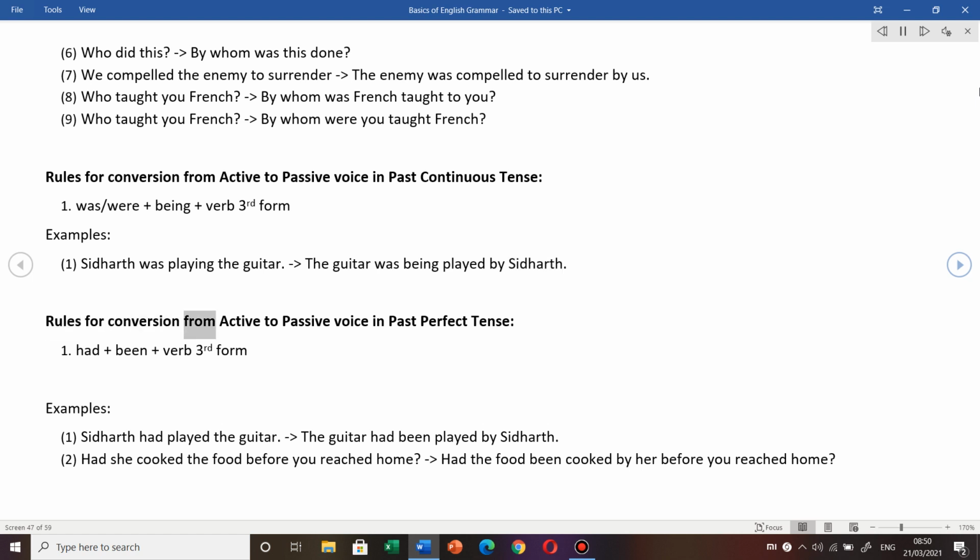Rules for conversion from active to passive voice in past perfect tense. Had plus been plus verb third form. Examples. Siddharth had played the guitar. The guitar had been played by Siddharth. Had she cooked the food before you reached home? Had the food been cooked by her before you reached home?